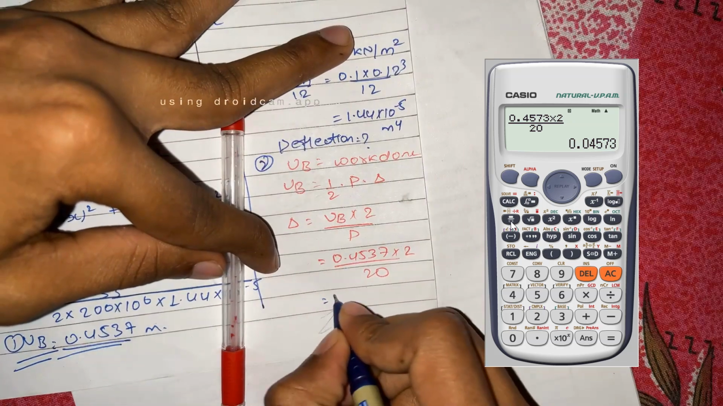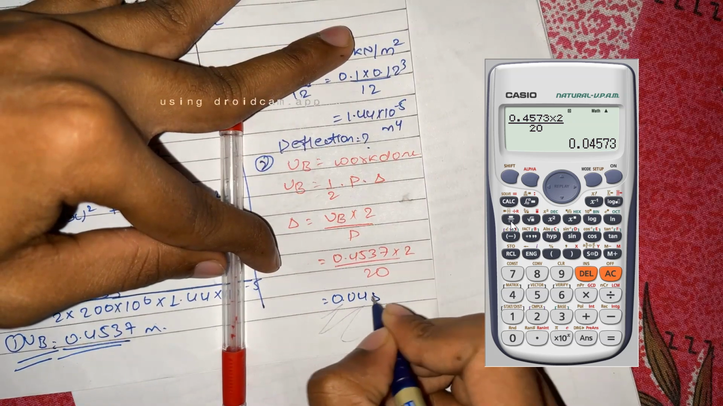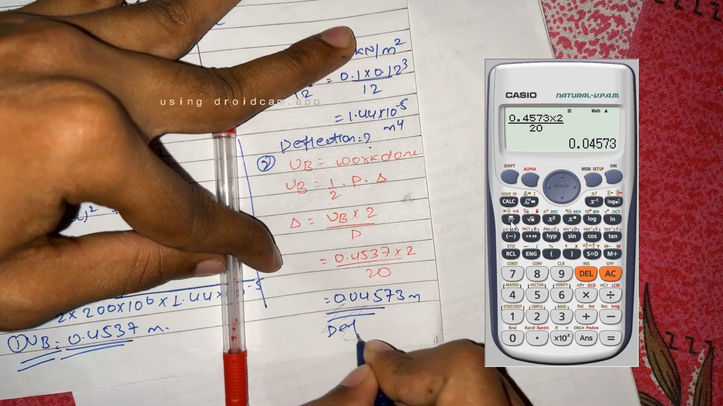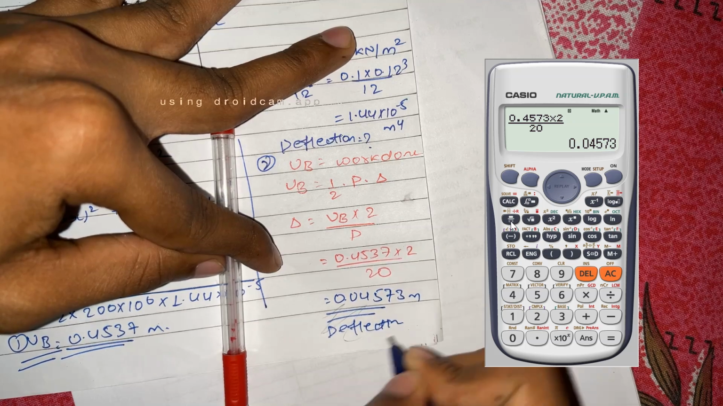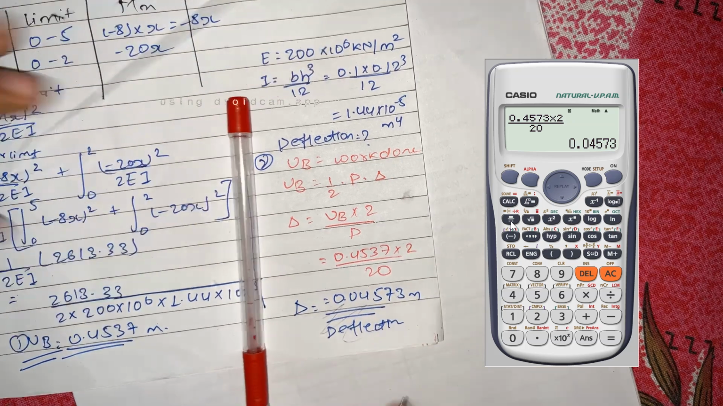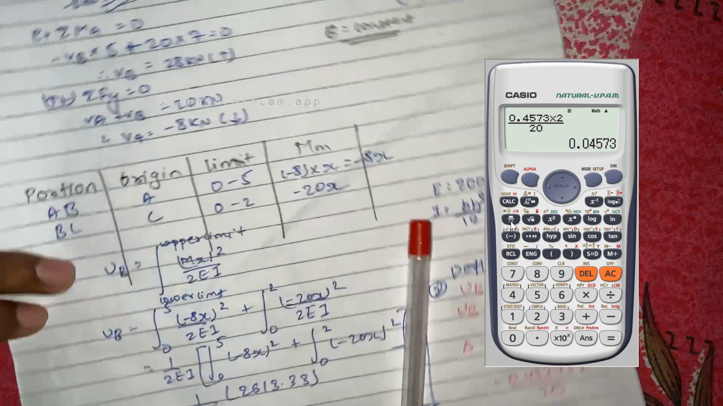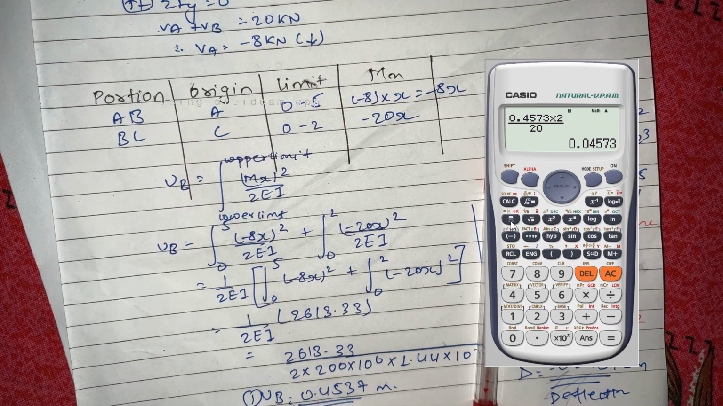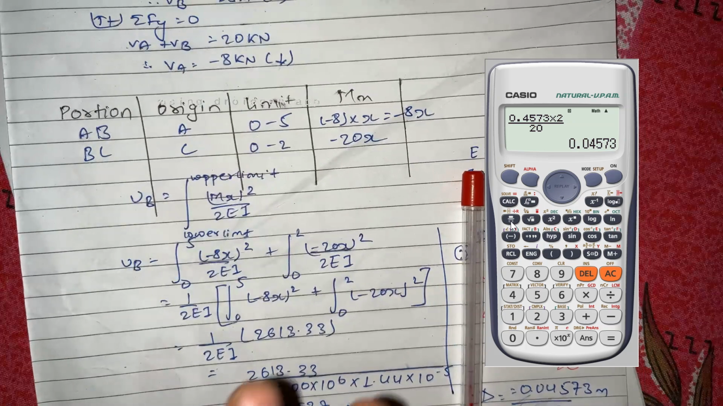We'll get 0.04573 meter. So that's the deflection. So yes, the answer may be correct, I don't know, I'm not sure about the answer, but the process and the concept is totally the same.